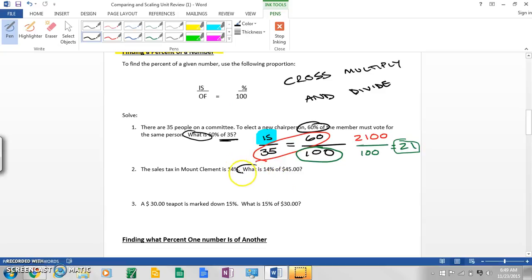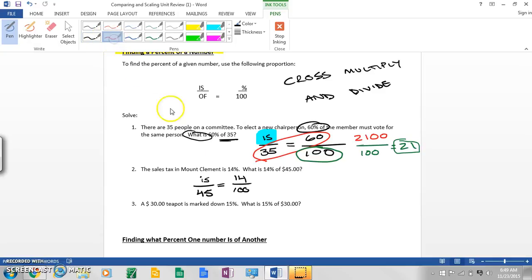We're trying to find, once again, the is. What is 14% of 45? Okay. We know that we're trying to figure out the 14%. 100 always stays the same. The only thing we're left with is 45.